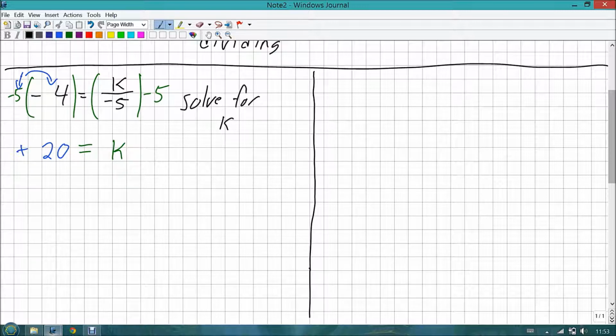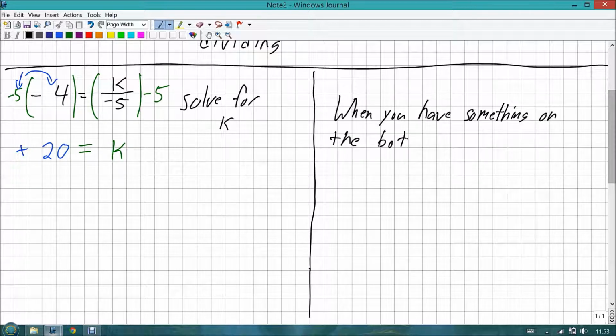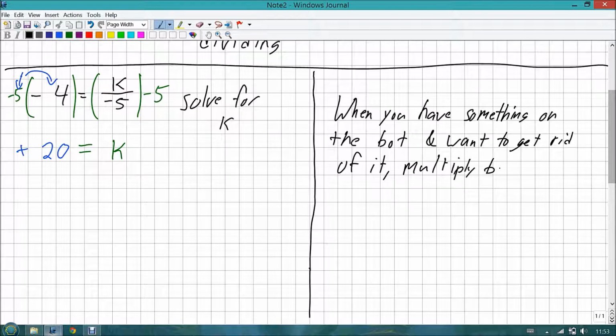So a little note over here is that when you have something on the bottom that you want to get rid of, something on the bottom, we would call that the denominator if we were Mathanese, but, hey, to each their own. So when you have something on the bottom and want to get rid of it, multiply both sides by whatever's on the bottom.